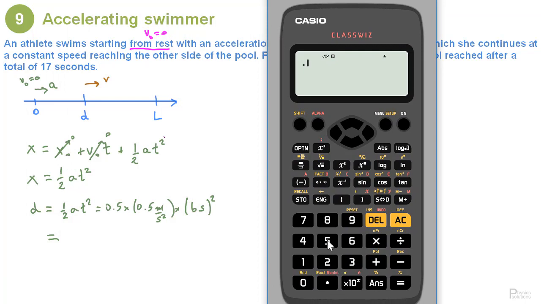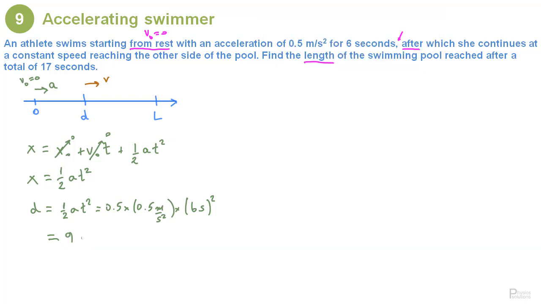We have 0.5 times 0.5 times 6 squared, which is 9. Therefore, d is equal to 9 meters. And this is d. So we know the distance from one side of the swimming pool where the swimmer will switch from acceleration to uniform motion. We can continue then on the other side for the second part of the exercise.